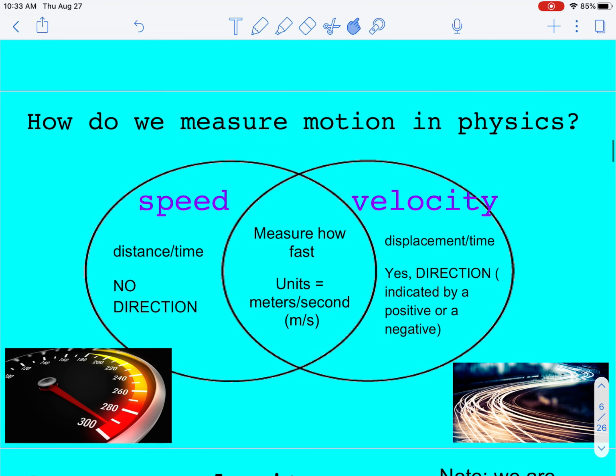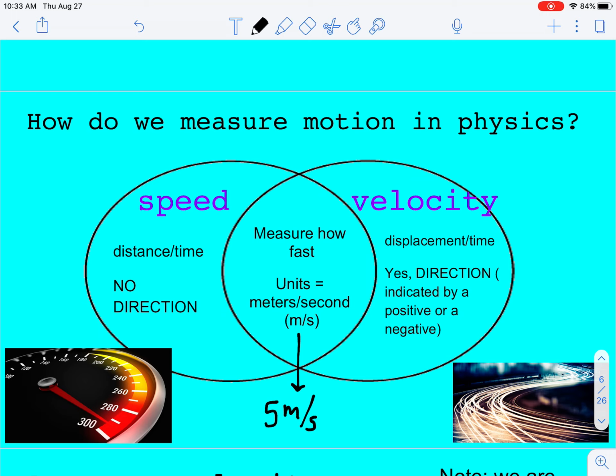Okay, this is probably one of the most important slides here in these notes. So it's all about speed and velocity. First let's talk about how these two things are the same. They both measure how fast, and they both have a standard unit of meters per second. If I say that I'm going 5 meters per second, that means every second I'm traveling 5 meters.